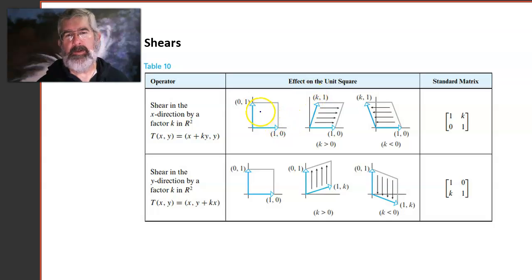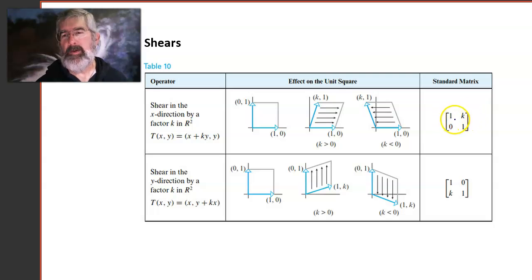I'm thinking about my two unit vectors here. So (1, 0) is going to stay put, and (0, 1) is just going to be shifted over to the point (k, 1). So (1, 0) stays put and (0, 1) goes to (k, 1). Okay, so there's the matrix.